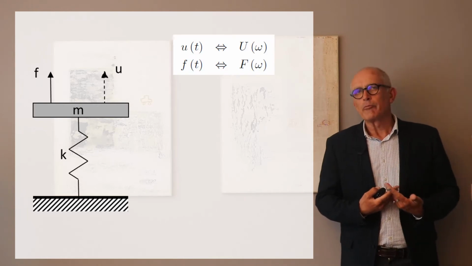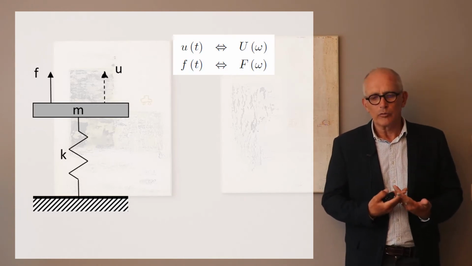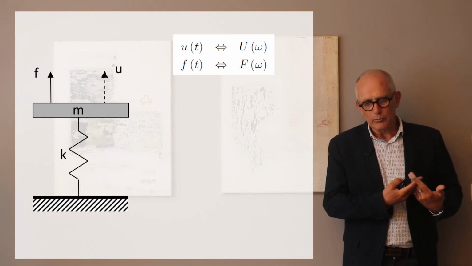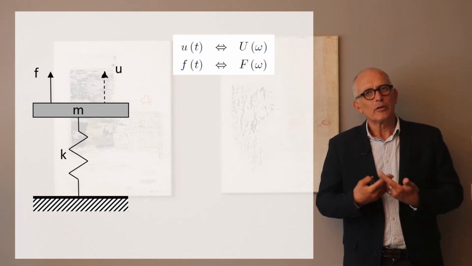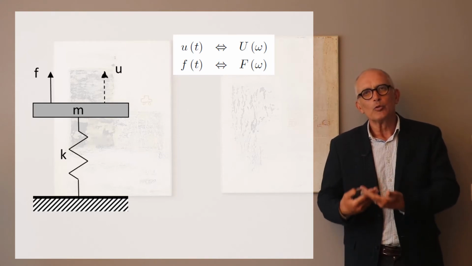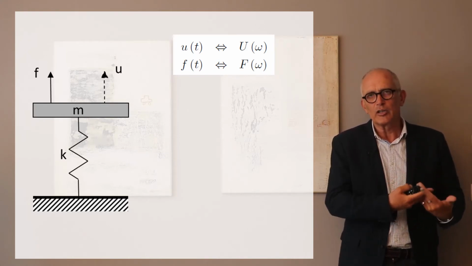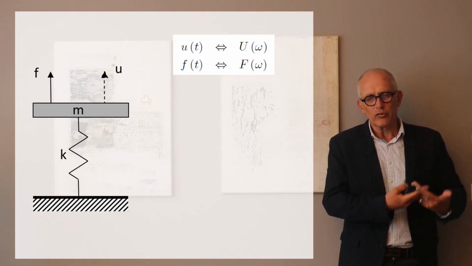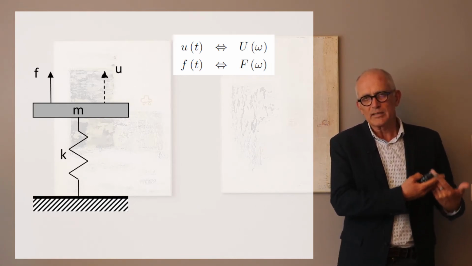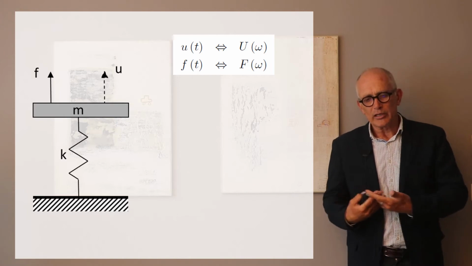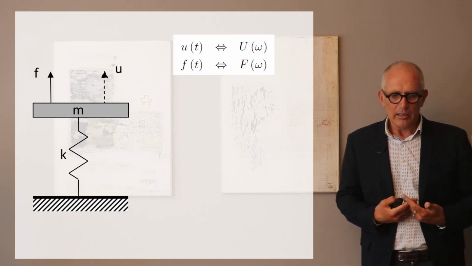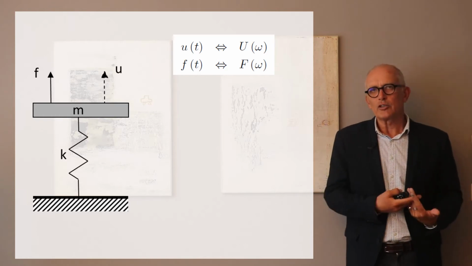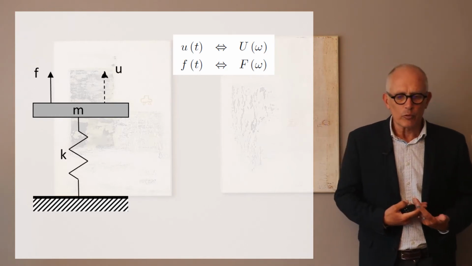I'm going to use a convention that I'm using throughout the book. When I use capital letters, I mean the spectrum. So capital U is the spectrum of the signal u(t), which is written in lowercase. So lowercase is for signals and uppercase is for spectra. So we go from one to the other using the Fourier transform or the inverse Fourier transform.